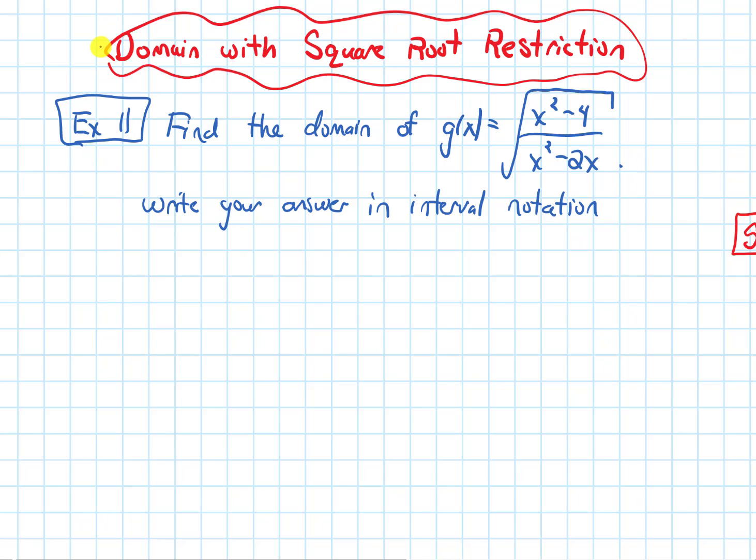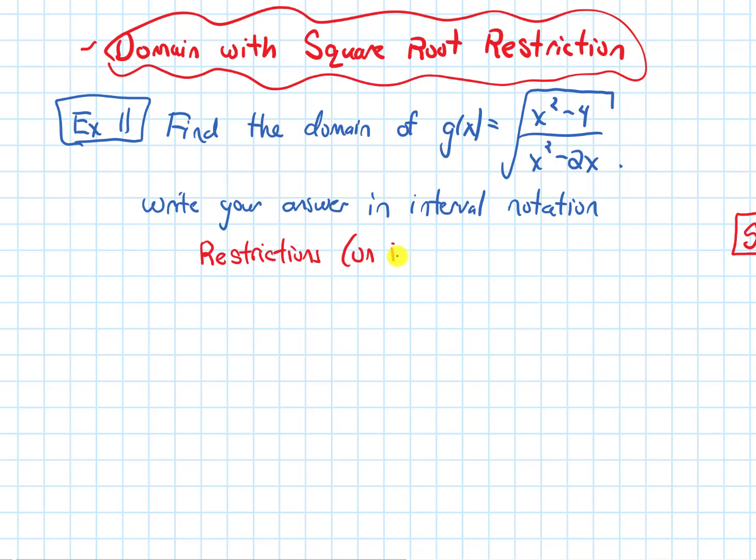In this video, we'll do an example in which we find the domain of a function that has a square root restriction. So I want to find the domain of g of x, which is the square root of (x squared minus 4) over (x squared minus 2x), and to write our answer in interval notation. So I want to begin by thinking about the restrictions on the inputs.